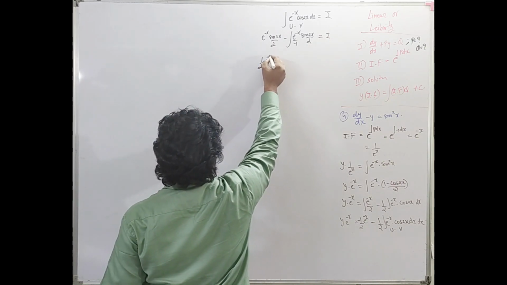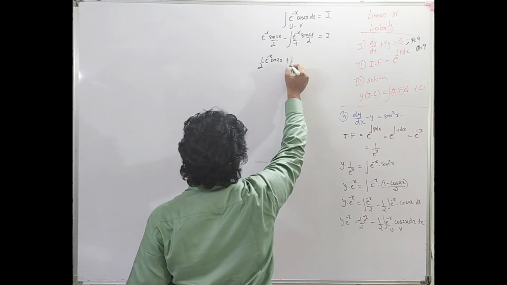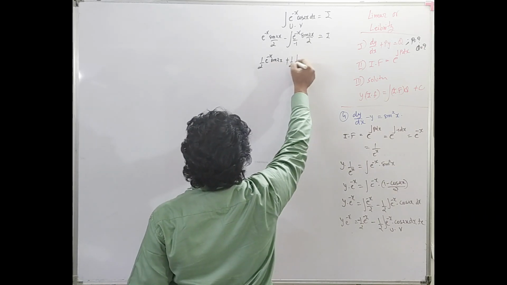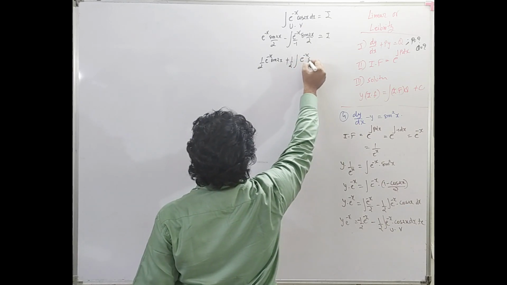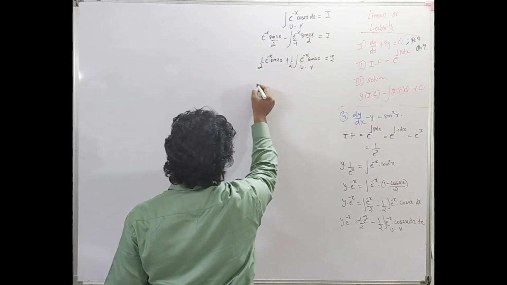So half of, then this will become plus 1 by 2 integration of e to the power minus x sin 2x. Further we'll apply u dot v.